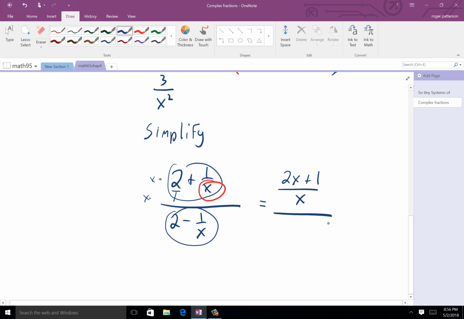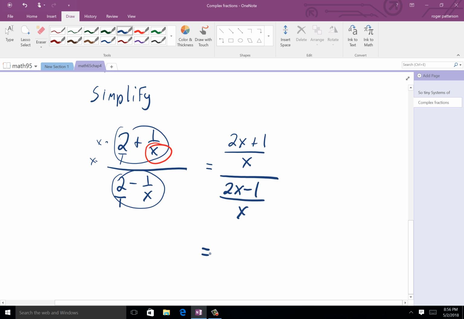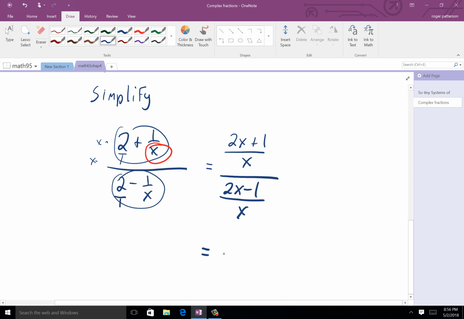Alright, so now I'm going to do the exact same thing on the bottom. Again, I put this guy over 1, and I say, hey, I just have to multiply that 2 by an x. So I have 2x minus 1 over x. And now I'm going to go ahead and flip and multiply. So I'm dividing, but now I'm going to multiply. I'm going to flip this so it looks like this.